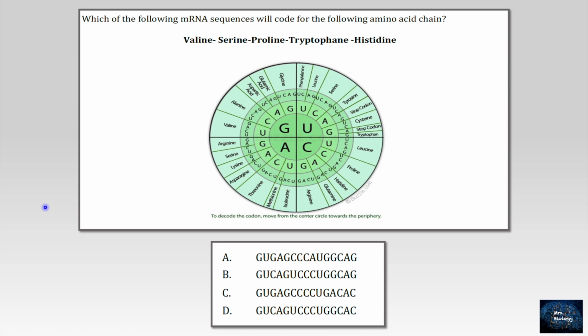Let's read this question. Which of the following messenger RNA sequences will code for the following amino acid chain? Now, we have valine, serine, proline, tryptophan, and histidine. Polypeptide chain. Now we want to use the chart of amino acids. The rule of this is to decode the codon, we mean the messenger RNA, the choices here, we have to move from the center toward the periphery. Come with me, we'll explain it choice by choice.